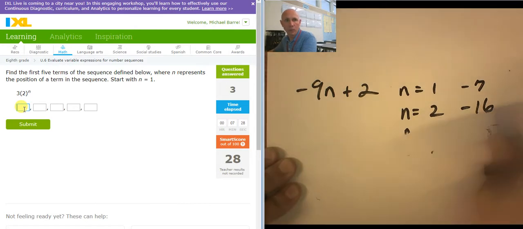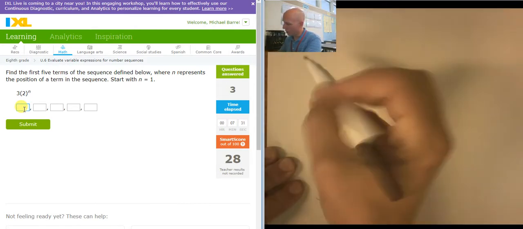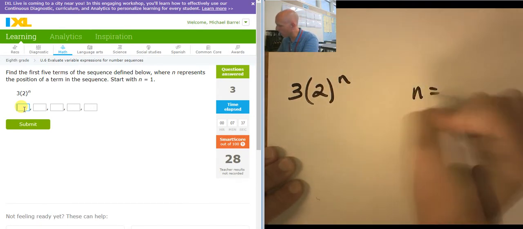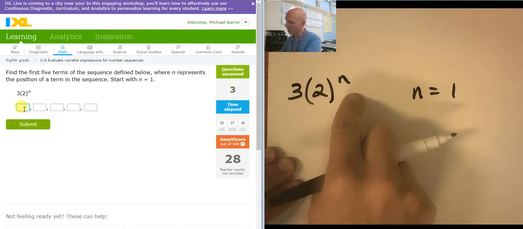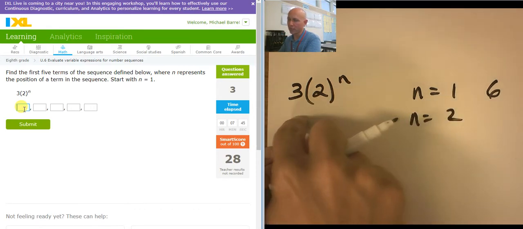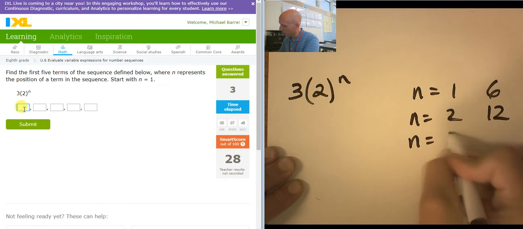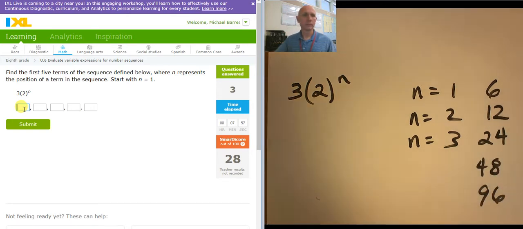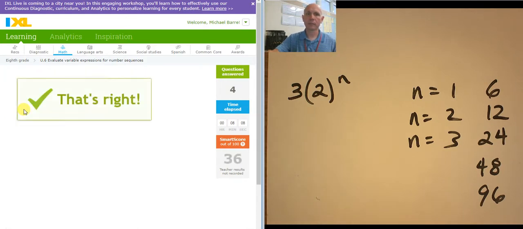Awesome. Okay, we've got one with an exponent: 3 times 2 raised to the n power, starting at n equals 1. 2 to the first is 2, times 3 is 6. 2 to the second is 4, times 3 is 12. 2 to the third is 8, times 3 is 24. You see it? We've got a doubling going on here. So it's going to be 6, 12, 24, 48, 96. That's right.